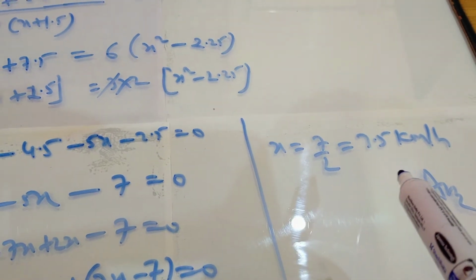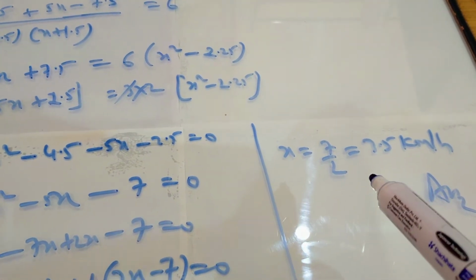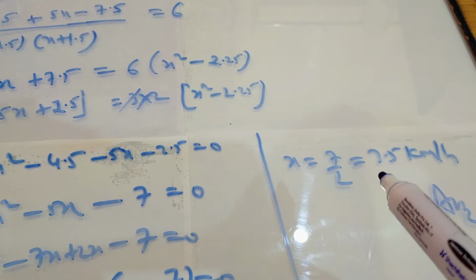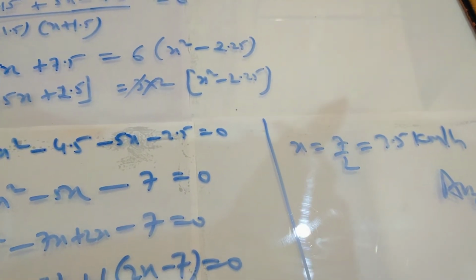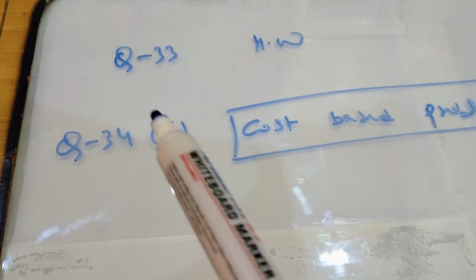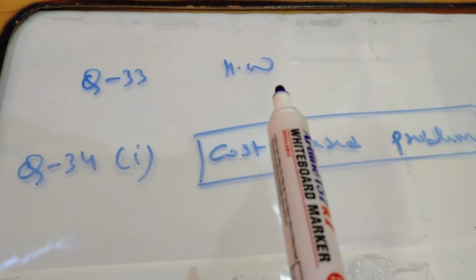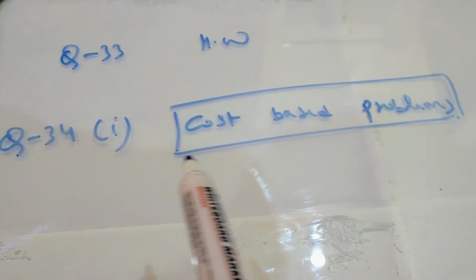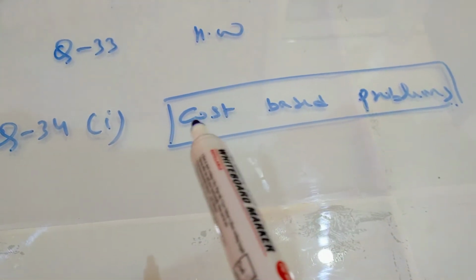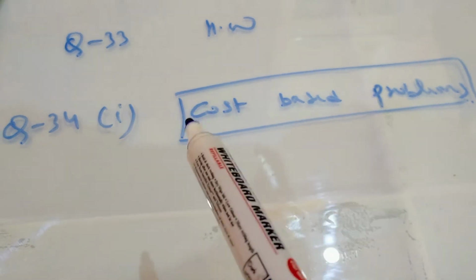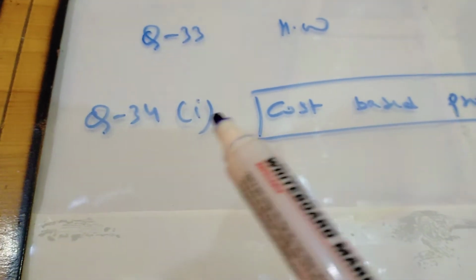So that is the question based on downstream and upstream. Means you have to use the speeds of downstream and upstream, which I explained to you. Now student, you will do 33rd question in homework. Now next question is based on cost, selling price and cost price based questions. So we will take 34 first part here.